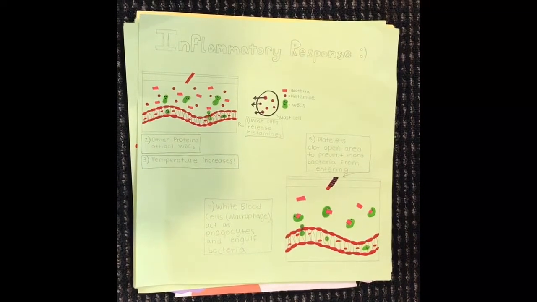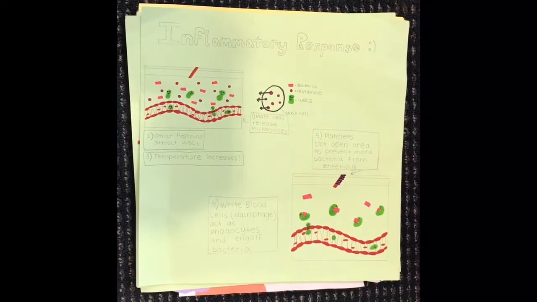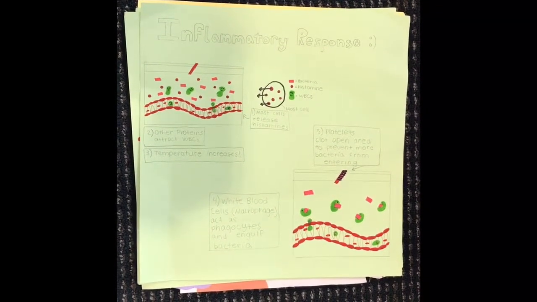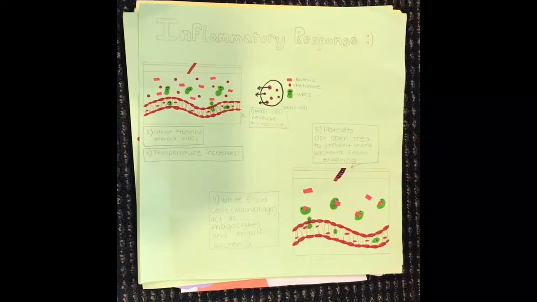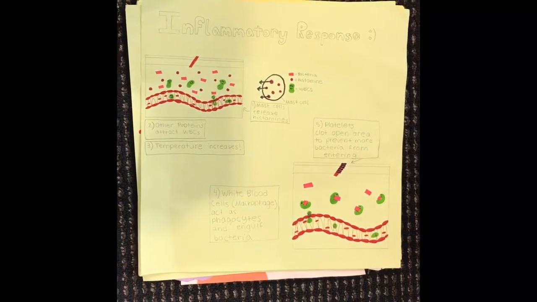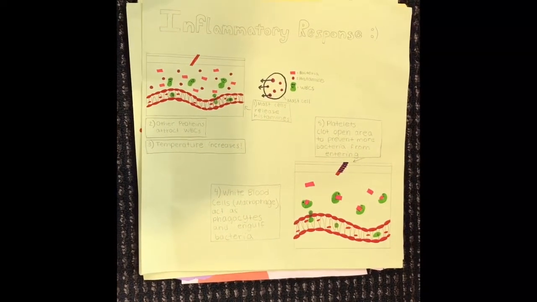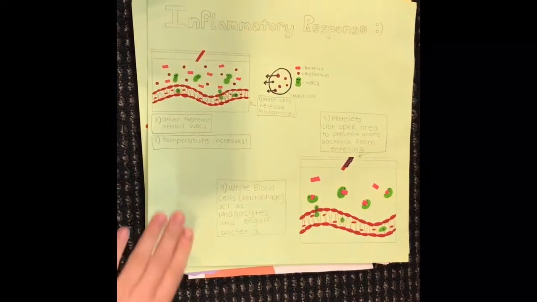After the skin is cut, there's the inflammatory response, in which the mast cells release histamines, as you can see in the first picture. Other proteins attract white blood cells and the temperature increases. In the second picture, white blood cells, or macrophages, act as phagocytes and engulf the bacteria. Platelets clot the open area to prevent more bacteria from entering.